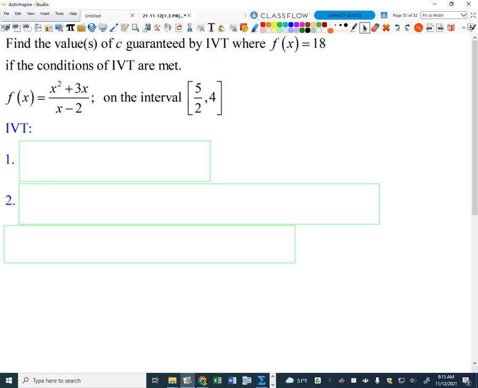Okay, how about this one? Last one. Find the values of C guaranteed by the intermediate value theorem where f of x equals 18, if the conditions are met, right? I mean, if it applies, okay? So let's go through these. Thumbs up, thumbs down. Is f of x continuous on this closed interval from 5/2 to 4?